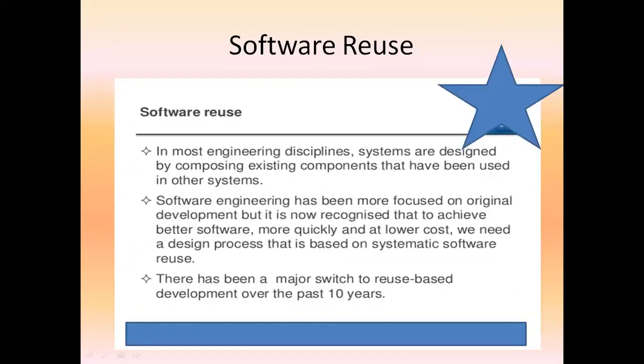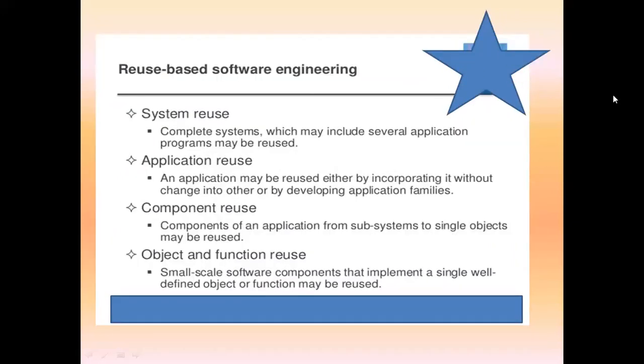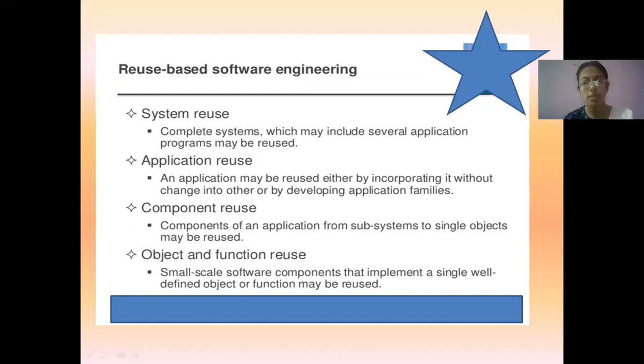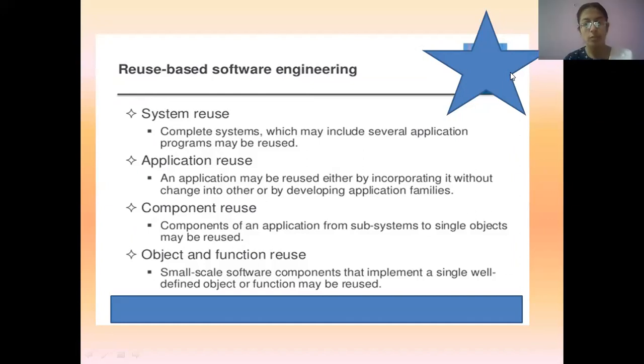Reuse-based software engineering is comprised of system reuse, application reuse, component reuse, and object and function reuse. System reuse means a complete system, which may include several application programs, may be reused, in which we reuse a whole system and its several applications, which are already in our system, and we can reuse them in a fair manner.